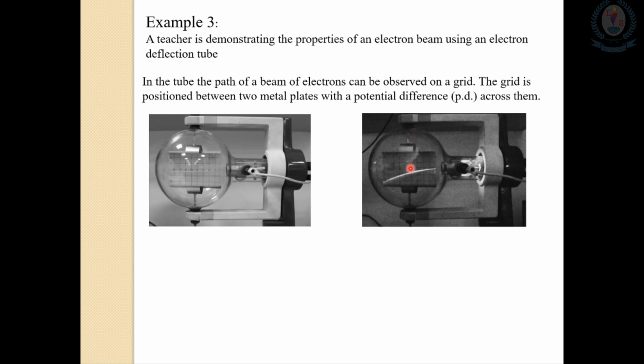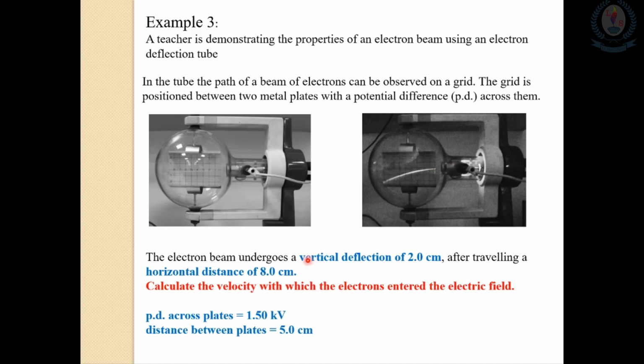The grid is positioned between the two metal plates. These are the squares you can see, that is what you call the grid. This is a metal plate, this is another metal plate, and there is a potential difference. If two metal plates are fixed parallel with a potential difference, we have to understand that this is a uniform electric field. Where the electrons are entering, that's the knowledge that you should have. Now the electron is entering the uniform electric field. So what is the behavior?